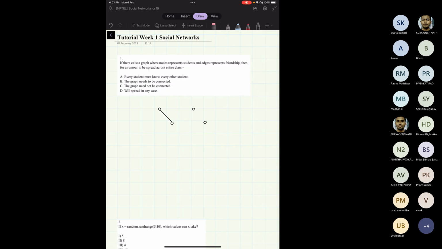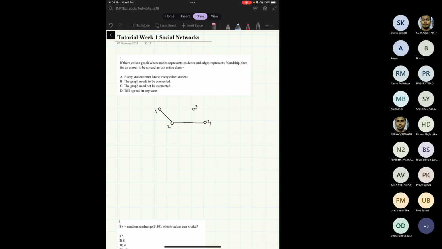So let's name them 1, 2, 3, 4. Let's say, if 1 and 2 are friends, then 1 can spread the rumor to 2, or 2 can do the same to 1. If there exists another link, let's say between 2 to 4, then 2 can pass it on to 4 and 4 can pass it on to 2. So this way the rumor can spread. So the presence of an edge determines whether the rumor can spread across the class or not.